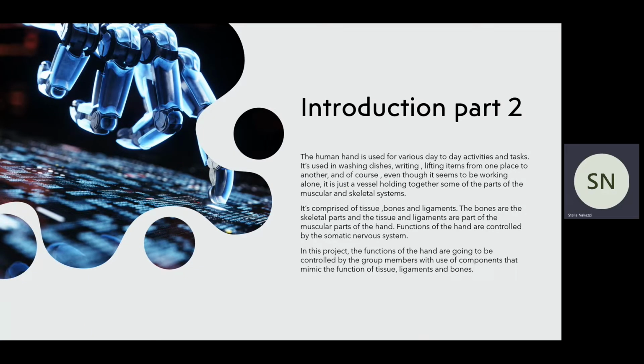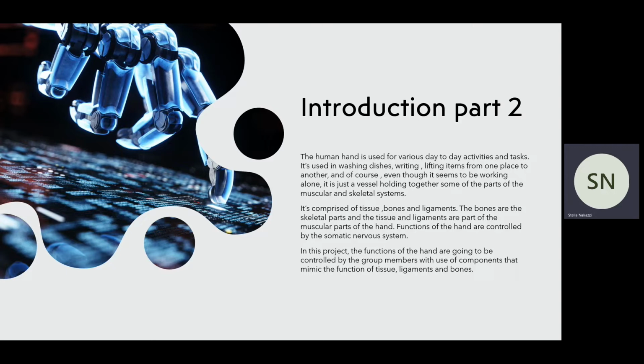The human hand is used for various day-to-day activities and tasks. It's used in washing dishes, writing, lifting items from one place to another, and of course, even though it seems to be working alone, it's just a vessel holding together some of the parts of the muscular and skeletal systems. It's comprised of tissue, bones, and ligaments. The bones are the skeletal parts, and the tissue and ligaments are part of the muscular parts of the hand.